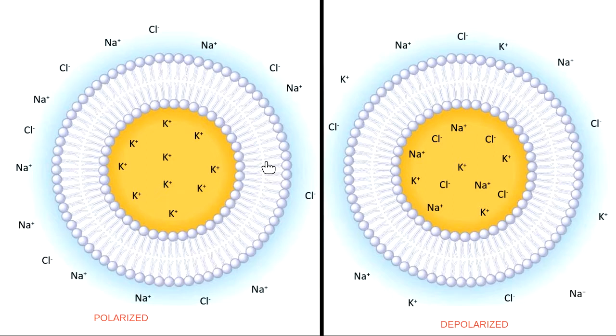This is never going to happen in your body unless your cell is dead. If your cell is dead, it will depolarize, and it'll be the same on the inside and the outside. If we're the same on the inside and the outside, we can't do our job. We need to be polarized. We need to be different. So the plasma membrane helps to keep us different.